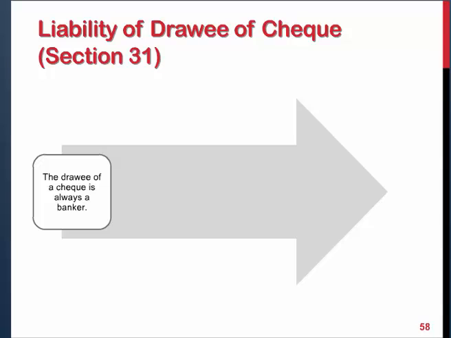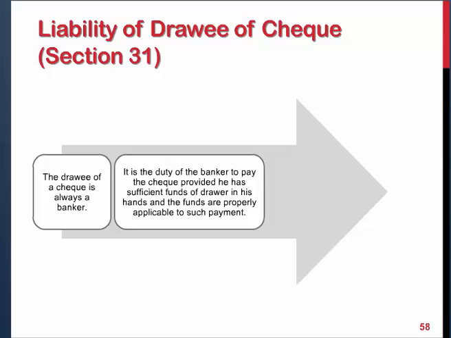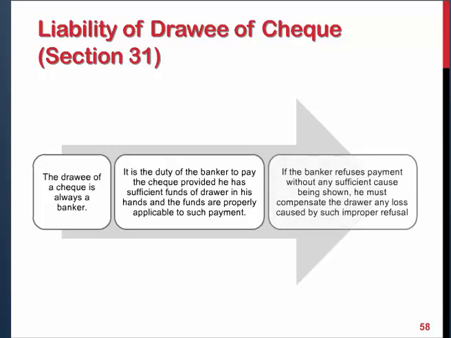Liability of drawee of cheque. Section 31. The drawee of a cheque is always a banker. It is a duty of the banker to pay the cheque, provided he has sufficient funds of the drawer in his hands and the funds are properly applicable to such payment. If the banker refuses payment without any sufficient cause being shown, he must compensate the drawer for any loss caused by such improper refusal.